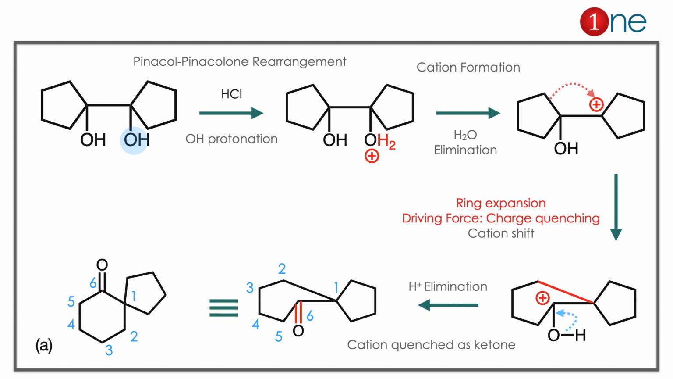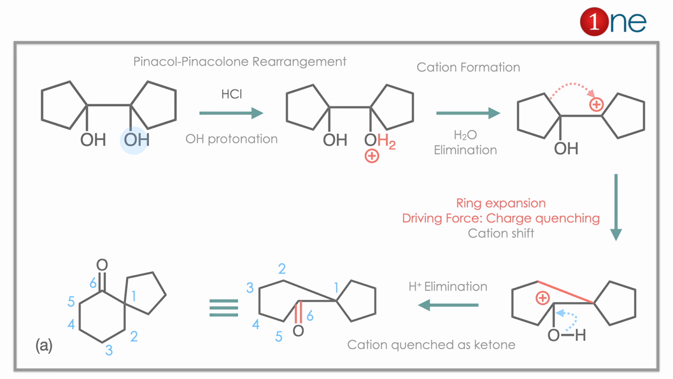Here you have to learn 2 important things. One is pinacol-pinacolone rearrangement. If you have a diol and acid as the catalyst, you might think of pinacol-pinacolone rearrangement. Second thing is methylene group migration. Here methylene group migrates to quench the cation because it is the only pathway to quench the cation by ketone formation.